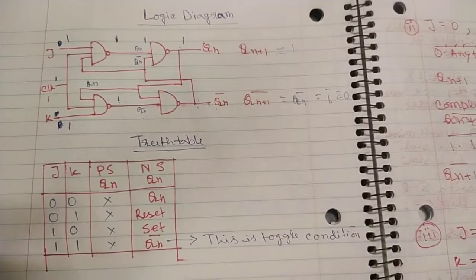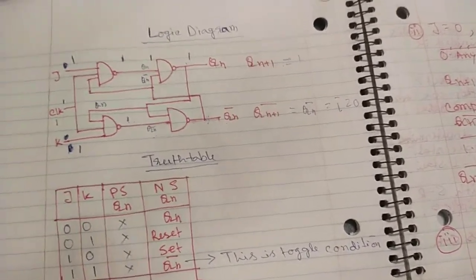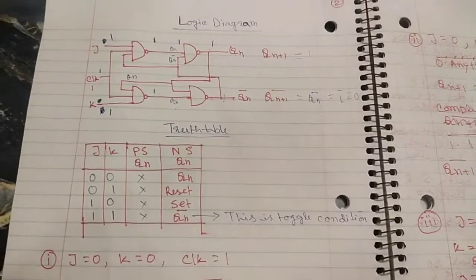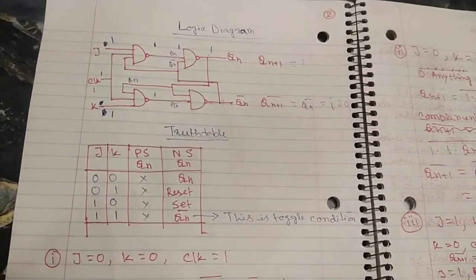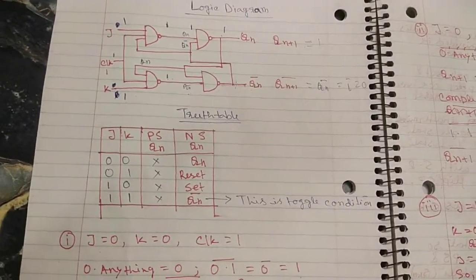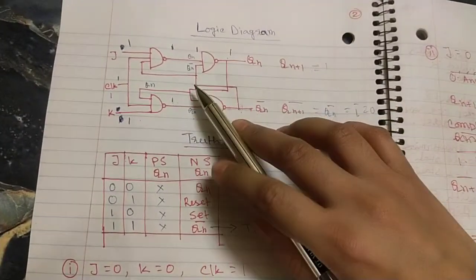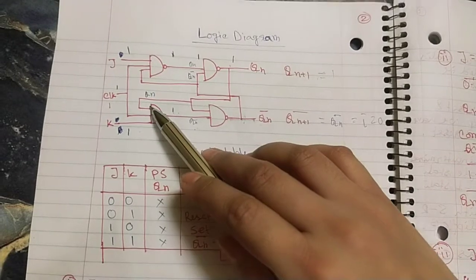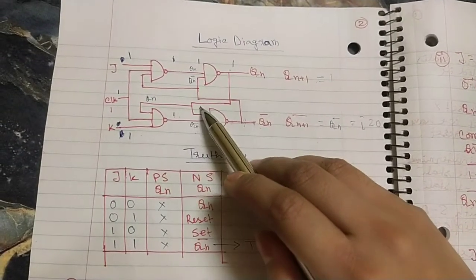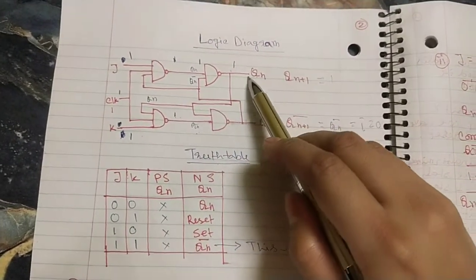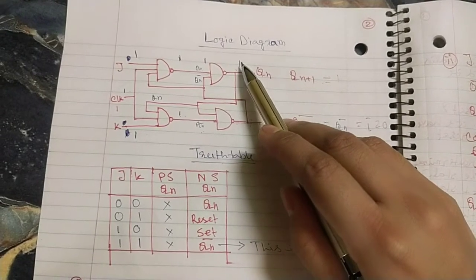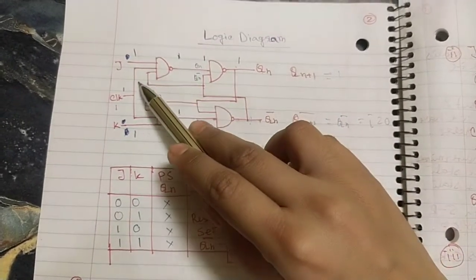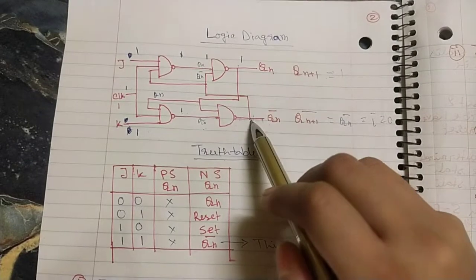Our logic diagram of the JK flip-flop has four steps: 00, 01, 10, 11. When J equals 0 and K equals 0, there is a difference between the SR flip-flop logic diagram and the JK flip-flop in this way only. This is the third input, which is coming from the output of the first NAND gate, and this is the third input which is coming from the output of the second NAND gate.